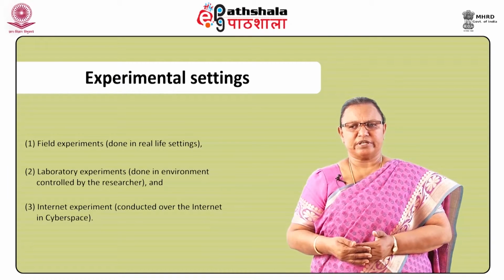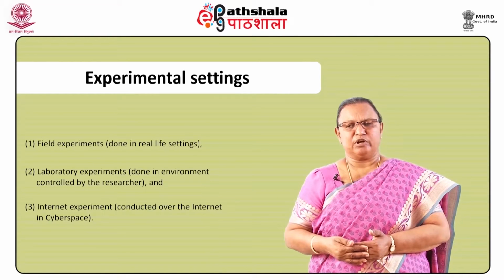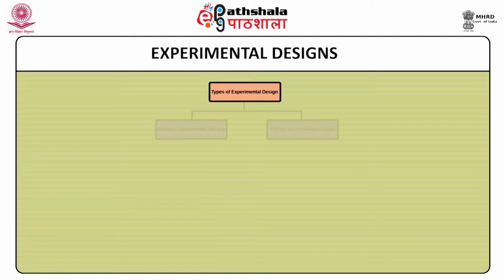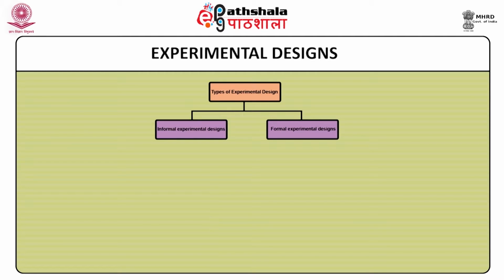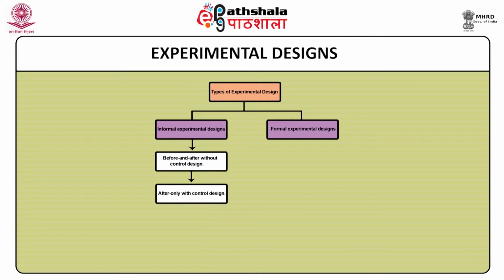It's conducted over the internet in cyberspace. This is being experimented but not yet fully adopted by various scientists. There are two main types of experimental design. One is the informal experimental design, and two is the formal experimental design. Very often we use the informal experimental design. The informal experimental design has three classes. One, before and after without control, after only with control design, and before and after with control design.